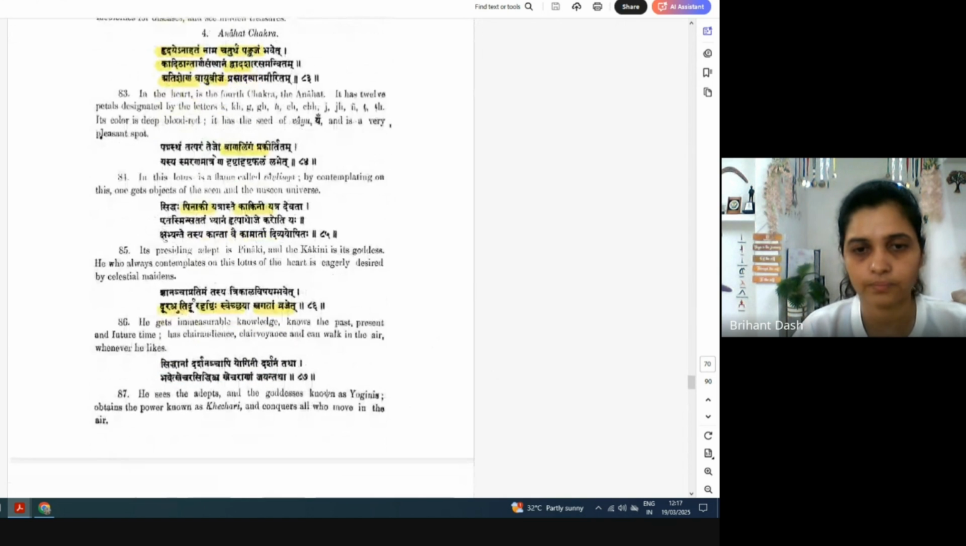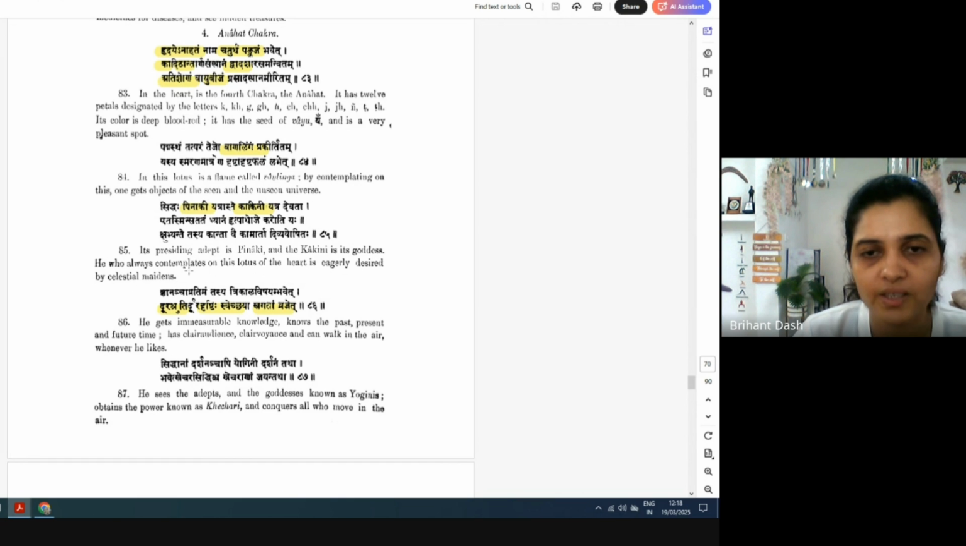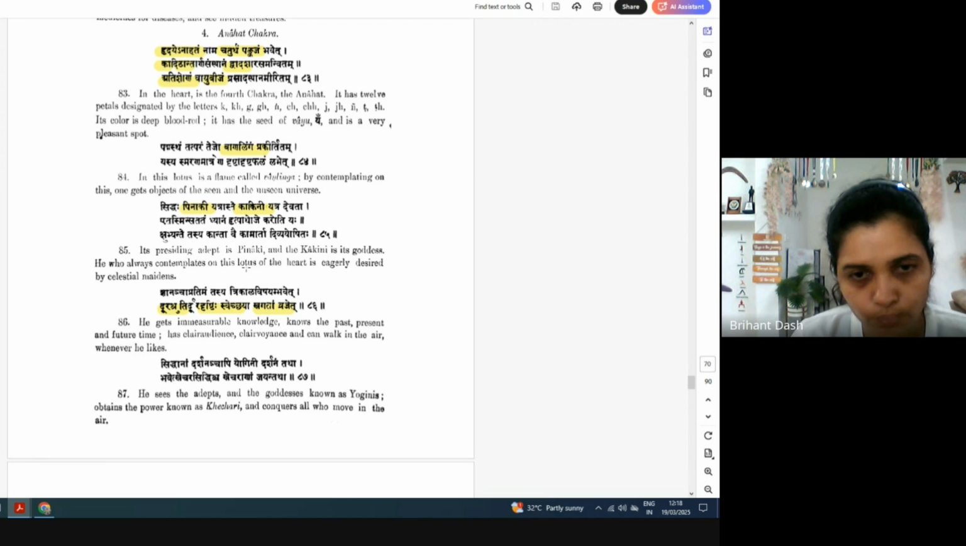Here also they have mentioned two things, Kanta and Kamarta Devya Yoshitam. Kanta and Kamarta means Kanti and Kam, Devya Yoshitam. He who always contemplates on this lotus of the heart is eagerly desired by celestial maidens. Means it is compared to Apsaras. If you see, these types of divine girls also get attracted. That is just an adjective from the yoga point of view.